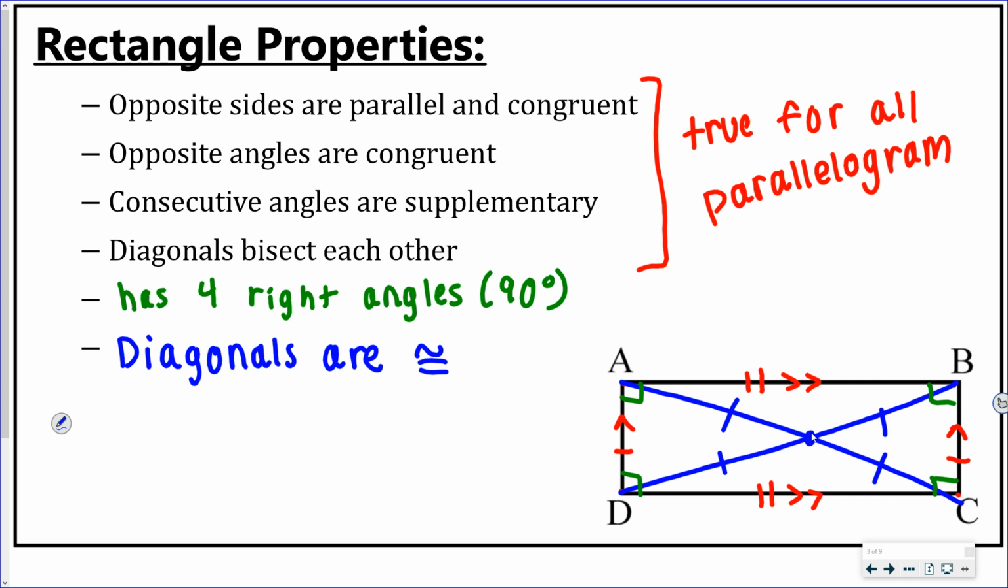So look here. We have a bunch of little isosceles triangles in these rectangles. Look here. See this triangle?